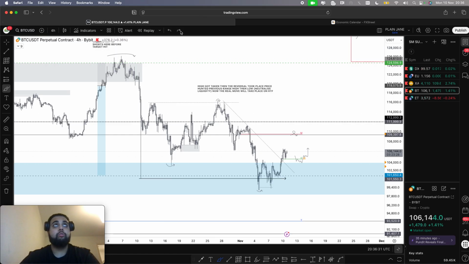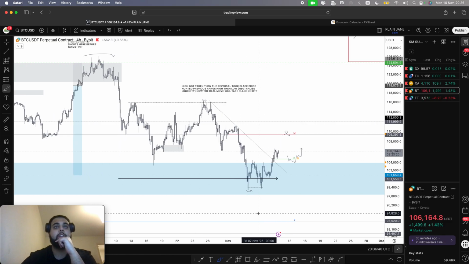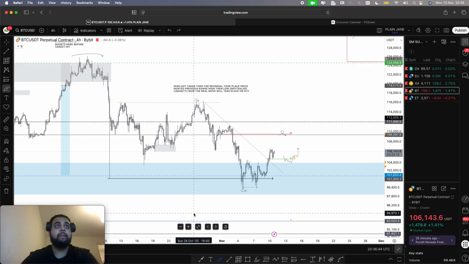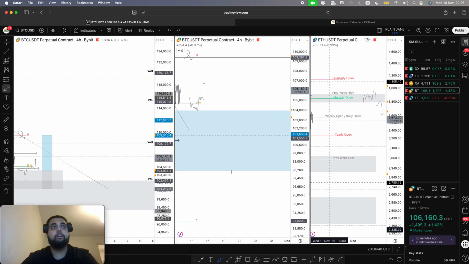Okay, so rode the longs from the bottom of the range, missed the shorts, but now I'm looking for a similar scenario where now the high and the low is taken out of the range. Buyers and sellers are basically taken out. Now this is where I believe the real move will actually take place.